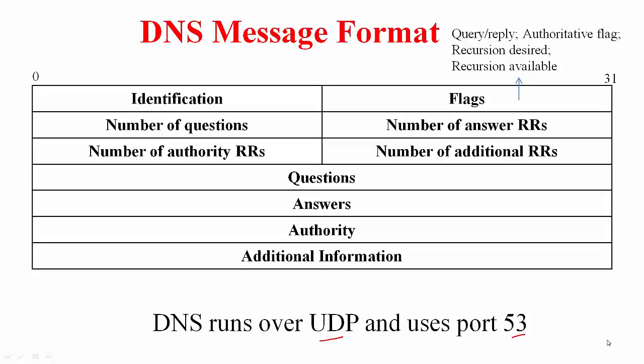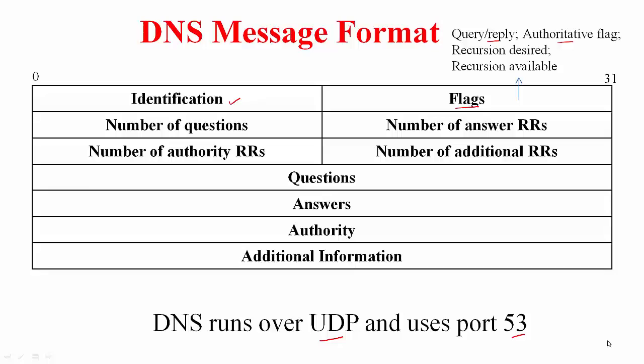So as far as this message format is concerned, there is an identifier that is used to identify the request reply. There are a bunch of flags, for example, that identify whether this is a query or a reply, whether this reply is coming from an authoritative source, or whether recursion is desired, or whether it is available.